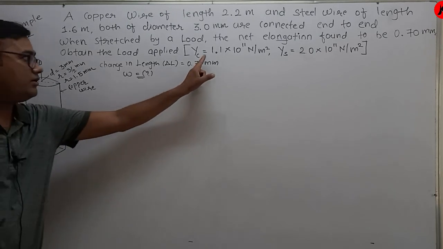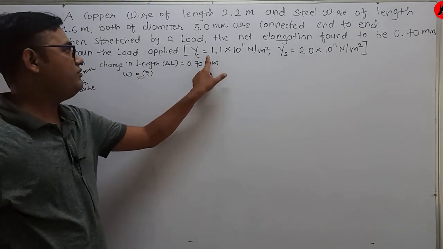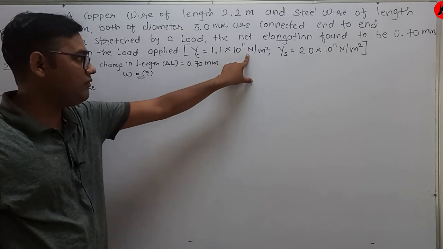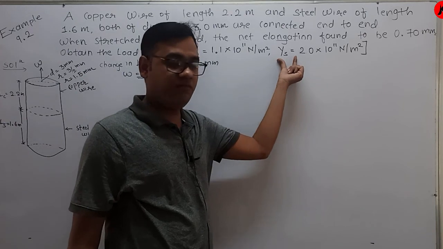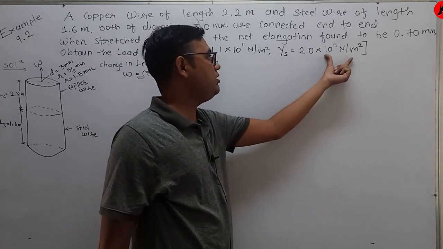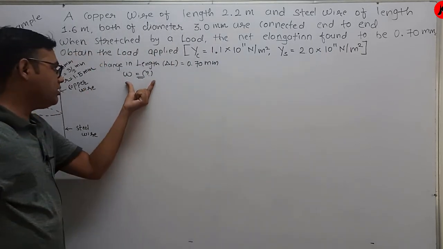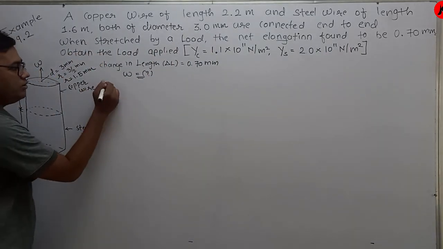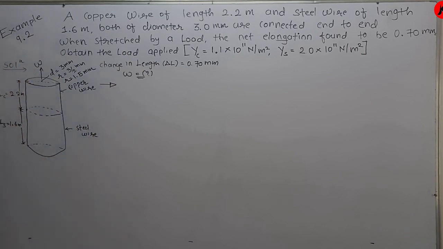And we are given the value of YC, Young modulus of copper wire, which is 1.1 into 10 raised to 11 Newton per meter square, and Young modulus of steel wire, which is 2.0 into 10 raised to 11 Newton per meter square. So here we need to calculate the value of W. So first of all, let us write some statements based on this figure.